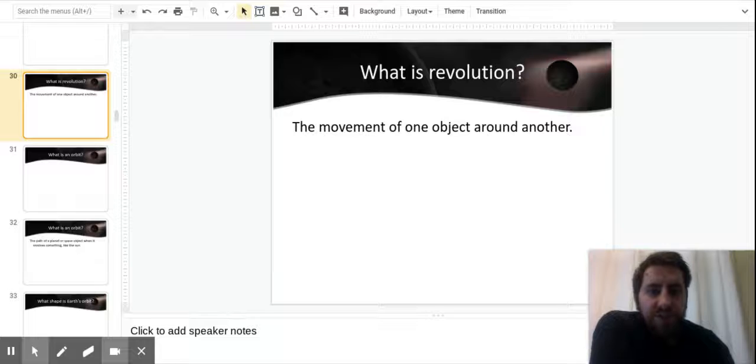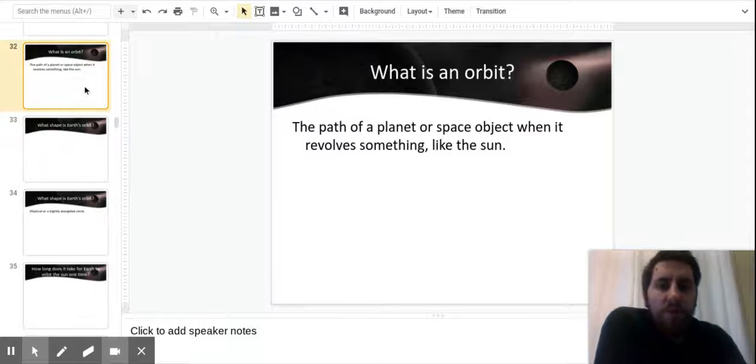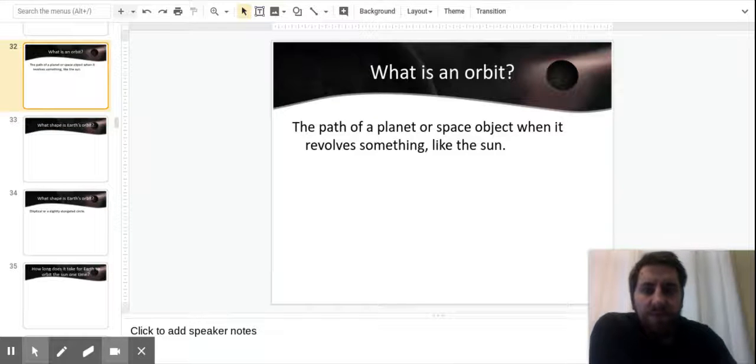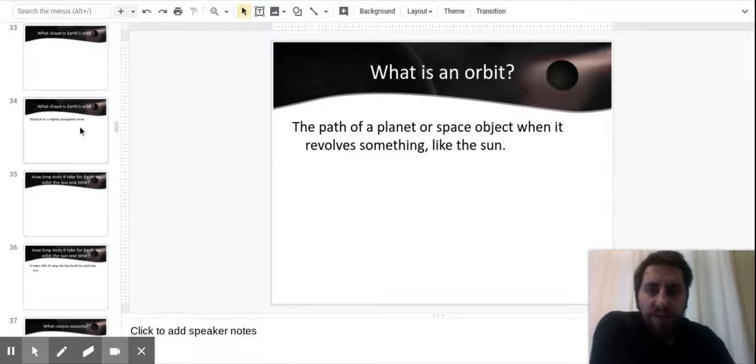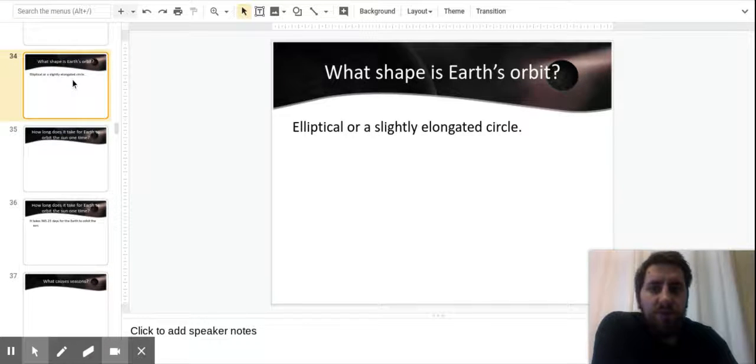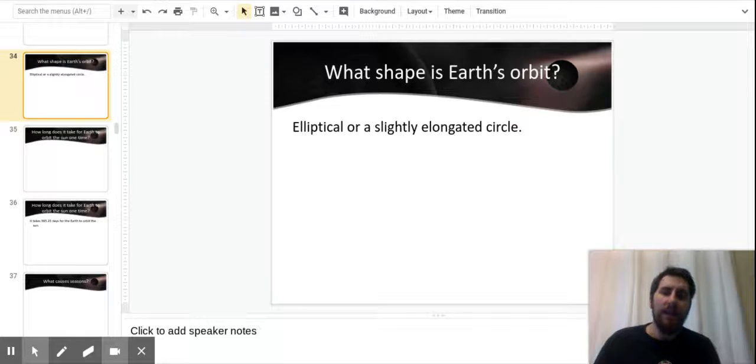What is a revolution? It's the movement of one object around another object. Revolving around something, right? What is an orbit? The path of a planet or space object when it revolves around something like the sun. So the Earth's orbit is it revolving around the sun. What is the shape of Earth's orbit? It's not perfectly circular. It's what we call elliptical, or slightly elongated, kind of like the shape of an egg.